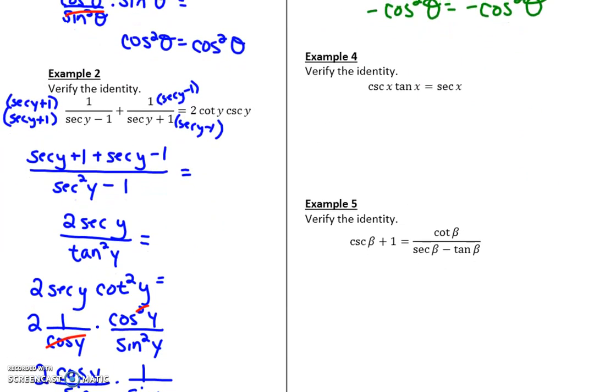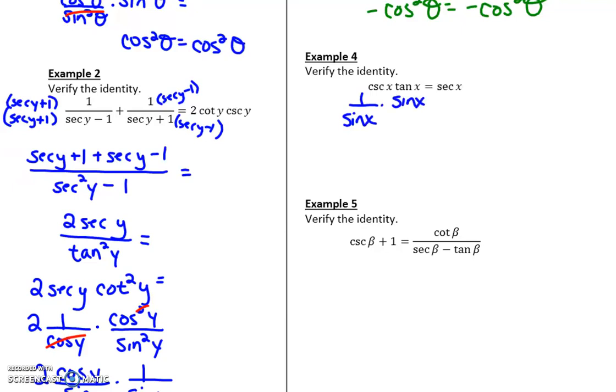All right, let's take a look at example 4. First of all, the left-hand side is definitely more complex. Neither one of them is too complex, but the one on the left side is, so we'll work that side. So let's turn cosecant and tangent into terms of sine and cosine, because there's no squareds or anything, so we're not going to use a Pythagorean identity.